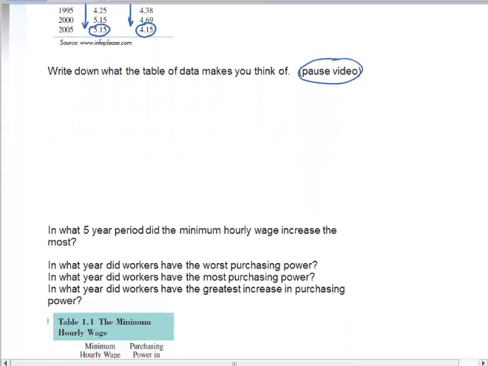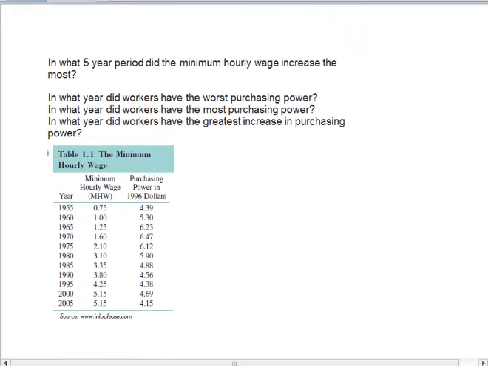In answering a few questions about the data, pause the video and try to answer: in what year did workers have the worst purchasing power, in what year did they have the most purchasing power, and where did they have the greatest increase in purchasing power? I'm going to pause the video and you should give that an answer, and when you come back we'll see how our answers compare.